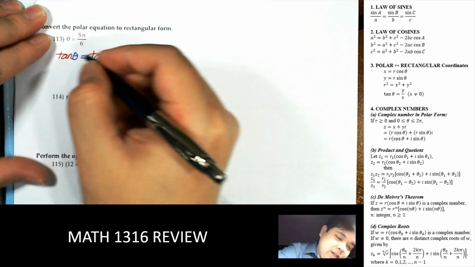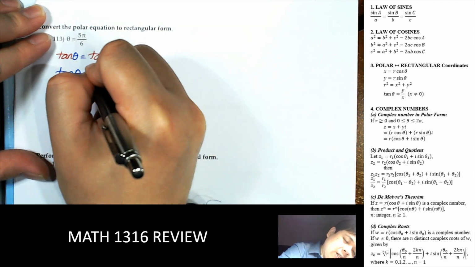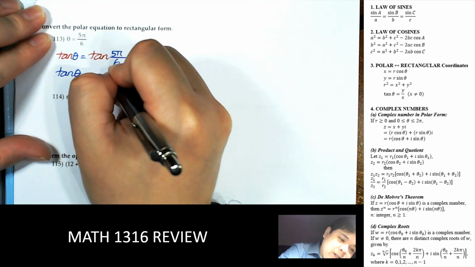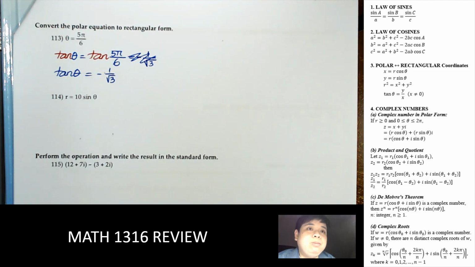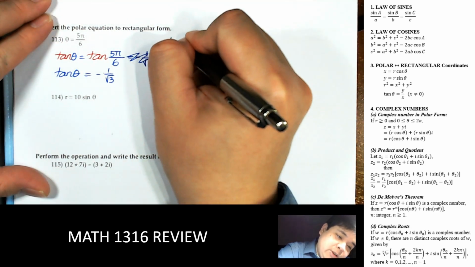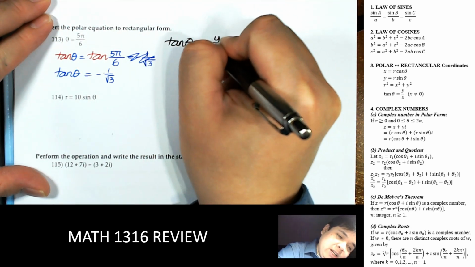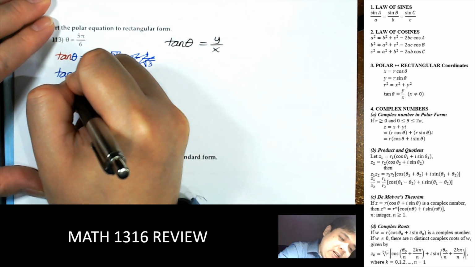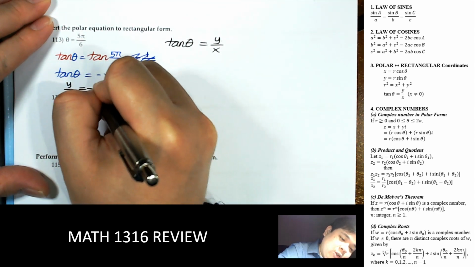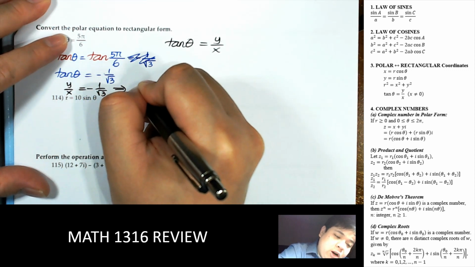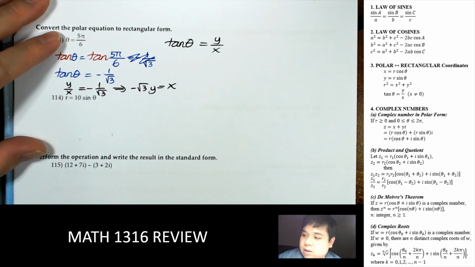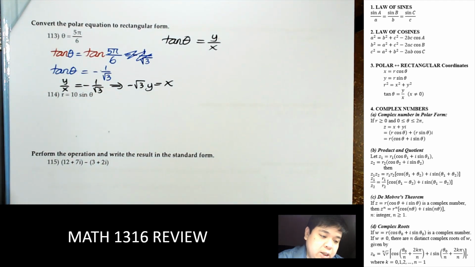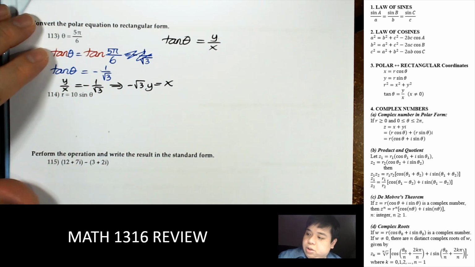I shouldn't write that. It should be tangent of theta equal to negative 1 over square root of 3. Right. And finally, tangent of theta is equal to y over x. So this is y over x equal to negative 1 over square root of 3. Let's cross multiply: negative square root of 3 y equal to x. And that is the equation.